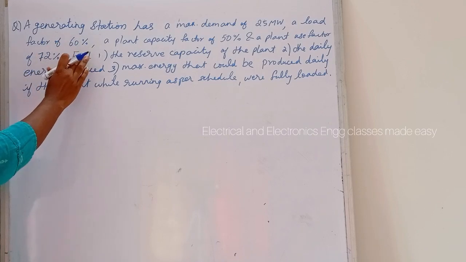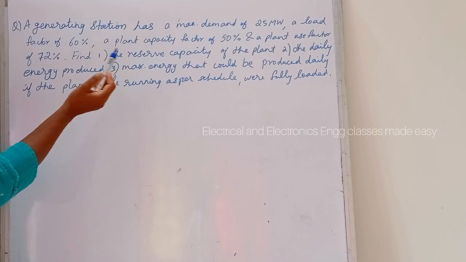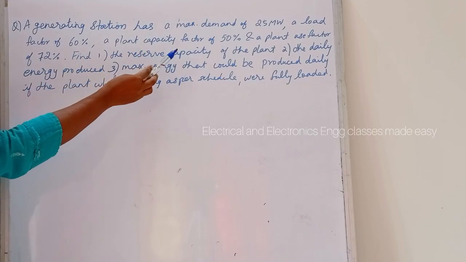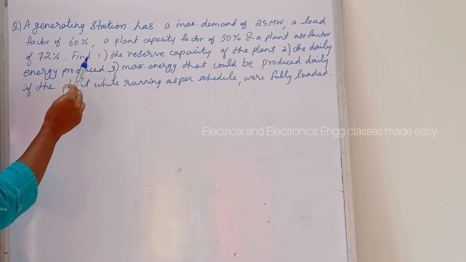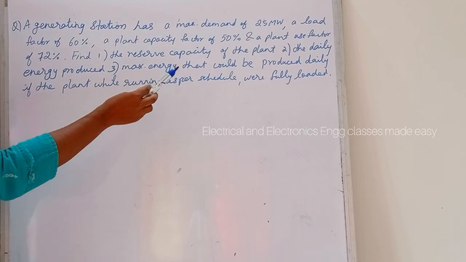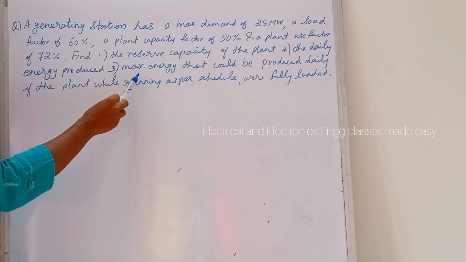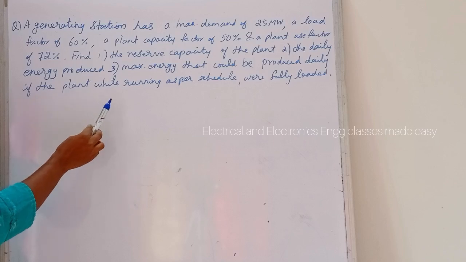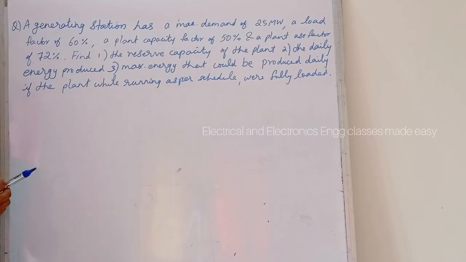A generating station has a maximum demand of 25 megawatt, a load factor of 60%, a plant capacity factor of 50%, and a plant use factor of 72%. Find the reserve capacity of the plant, the daily energy produced, and the maximum energy that could be produced daily if the plant, while running as per schedule, were fully loaded.